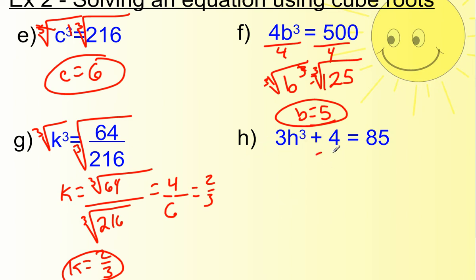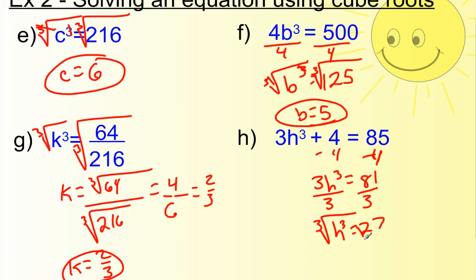And letter H, let's see, minus 4 minus 4, 3h cubed equals 81. Divide both sides by 3. h cubed equals 27. Cube root that beast. And h equals 3. So I would say so far not too bad. Not too shabby. Pretty easy.